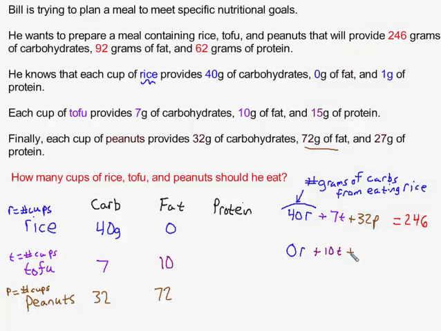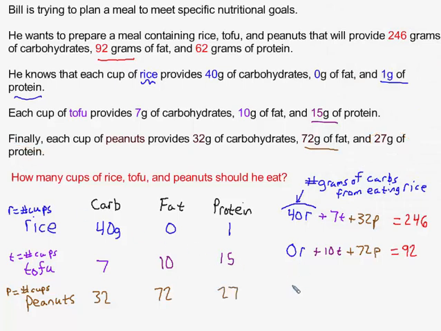And then add to that how much fat he gets from eating peanuts. He gets 72 grams of fat per cup times the number of cups of peanuts that he eats, which we define to be p. And the total amount of fat that he must get from eating those three foods has to be 92 grams. Finally, going to the protein, the rice provided 1 gram of protein. The tofu provided 15 grams of protein. And the peanuts provided 27 grams of protein.